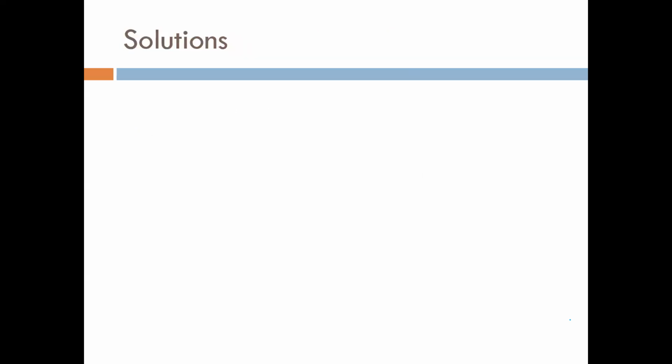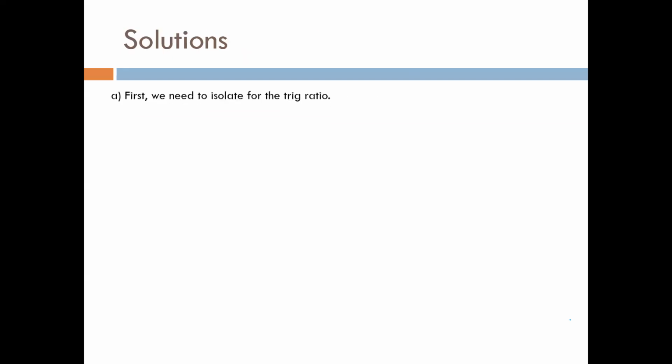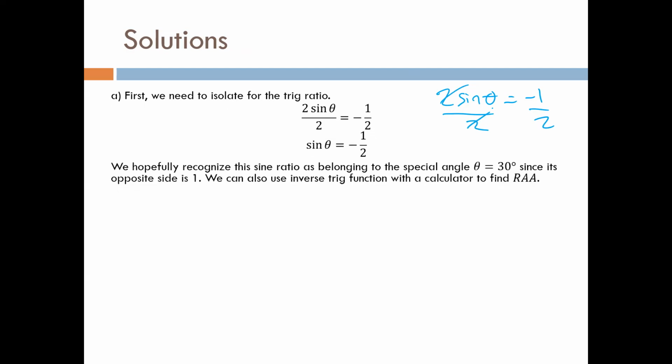Okay, so let's look at the first one here. We're trying to solve this equation, 2 sine theta is equal to -1. The first thing with this question is that we haven't isolated the trig ratio. So our first step is to simply isolate the trig ratio. I'll just rewrite the equation so you see it. I'm going to divide both sides by 2 so I can isolate sine theta, and I end up getting sine theta is equal to -1/2.